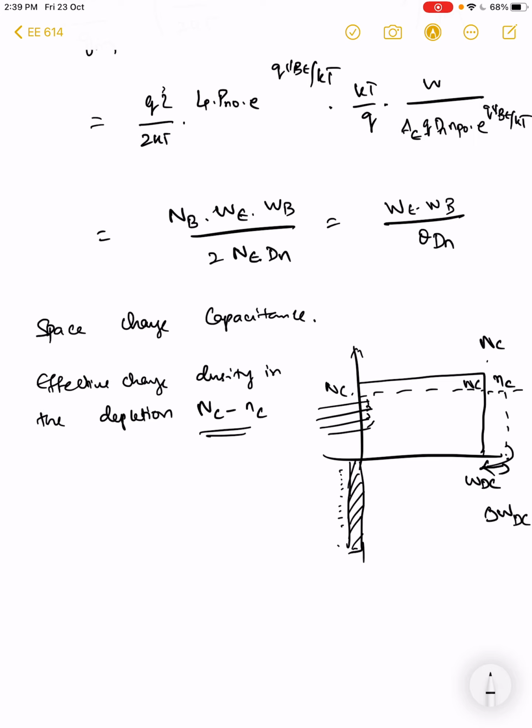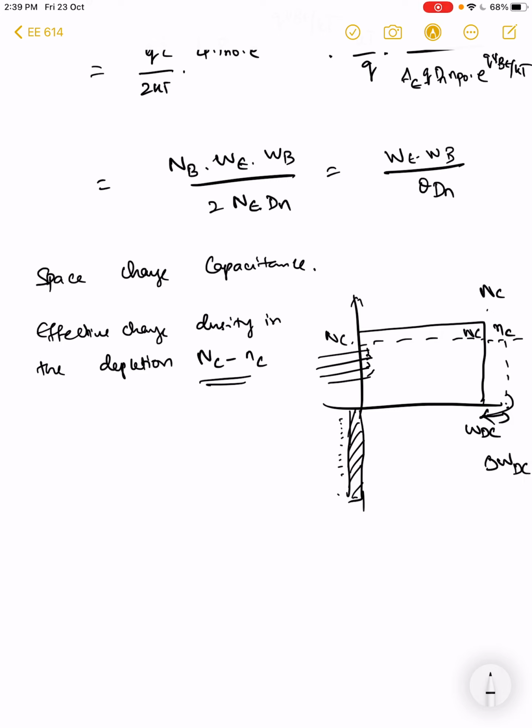So because the space charge in the collector side has reduced, it has to increase the width, right? So this is the physical principle of the space charge capacitance. Now let us calculate this capacitance.